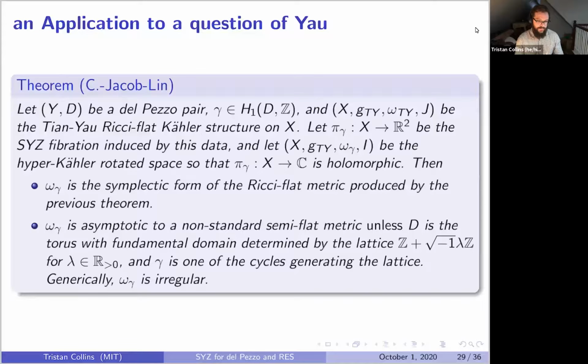So the only case where you get a standard semi-flat metric is when the torus has a rectangular domain, and the cycle you chose is one of the fundamental domains of that. Okay, so this is actually how we found these irregular guys in the first place, was just by hyperkähler rotating the Tian-Yau metric.